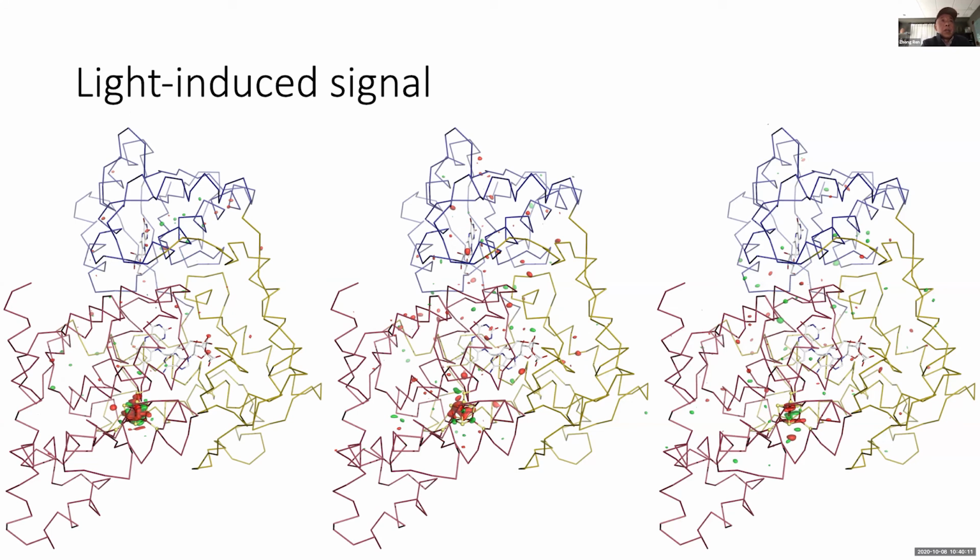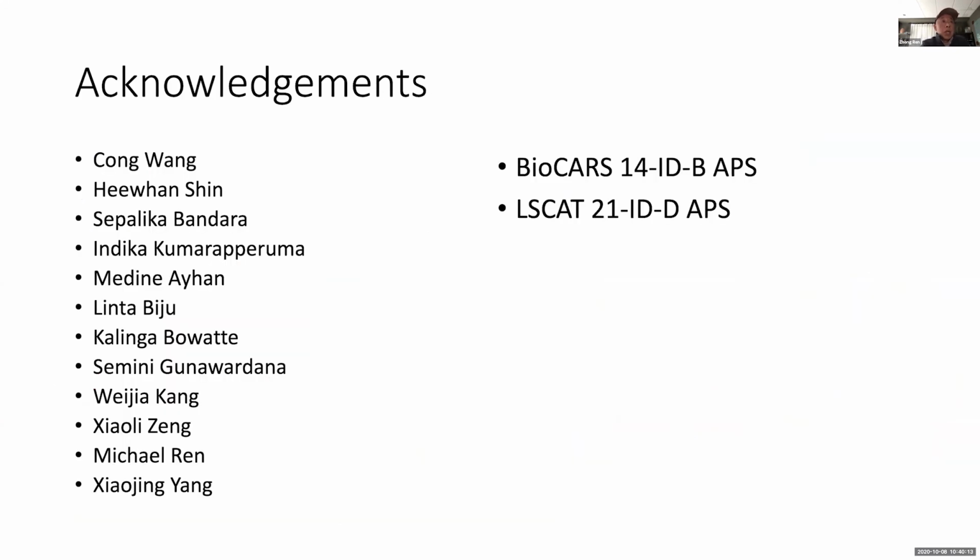Acknowledgement. All the work was done in Xiaojing's lab, and BioCARS is the main facility that we used. We also used a little bit of 21-ID-D, the Life Science CAT, and Scott Wayne did a lot of work on the automation and the data analysis. And all the students in the lab contributed proteins and crystals.